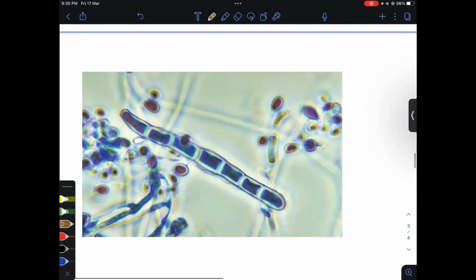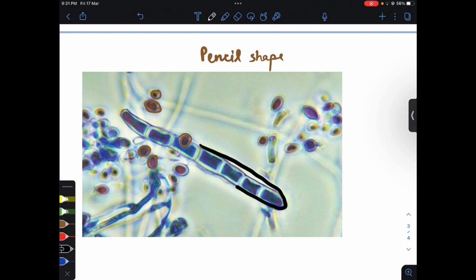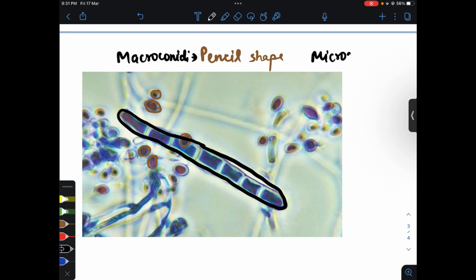So first of all, in this image we see a lot of microconidia, and one macroconidia is also there, and this macroconidia looks like a pencil shape. As you can see here, it is a macroconidia and it looks pencil shaped. So the macroconidia is pencil shaped and lots of microconidia are also present.